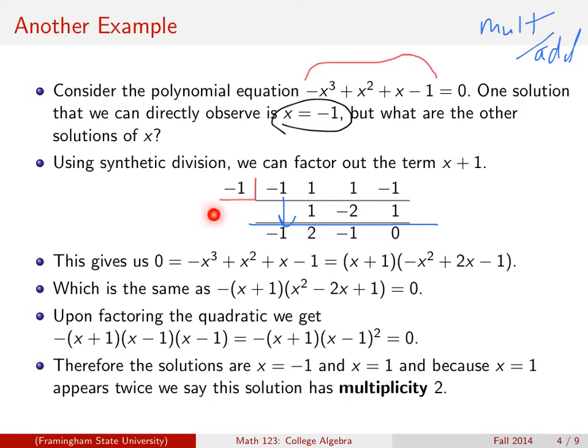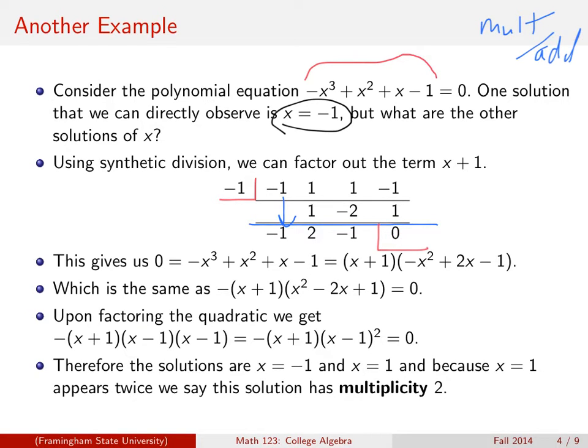Now we're here in this multiplication row, so we multiply and get 1, and add, get 2. Multiply, get -2, add, get -1. Multiply, get 1, add, get 0. Now we need a 0 at the end because we knew x equaled -1 was a solution, so there should be no remainder at the end. That number at the end should be a 0, or else we made a mistake.